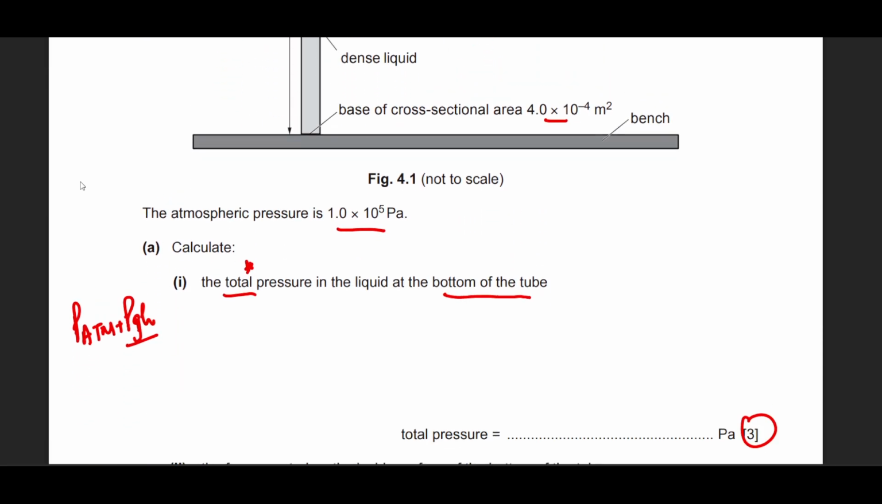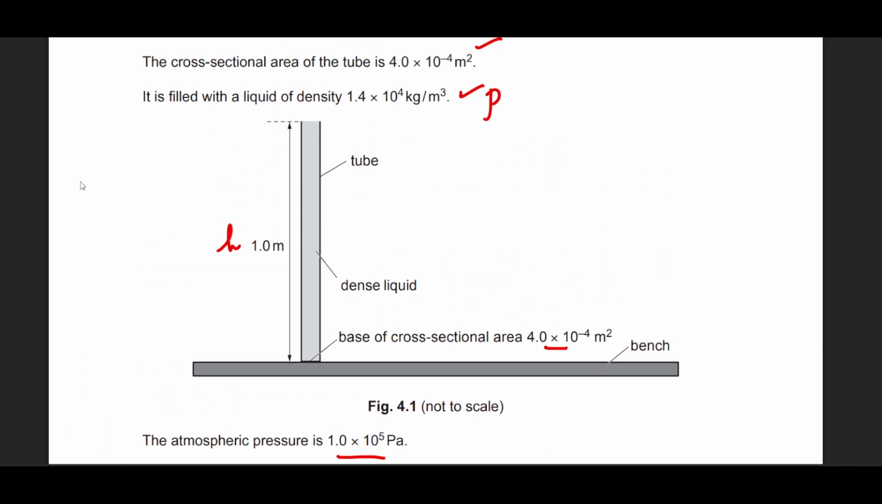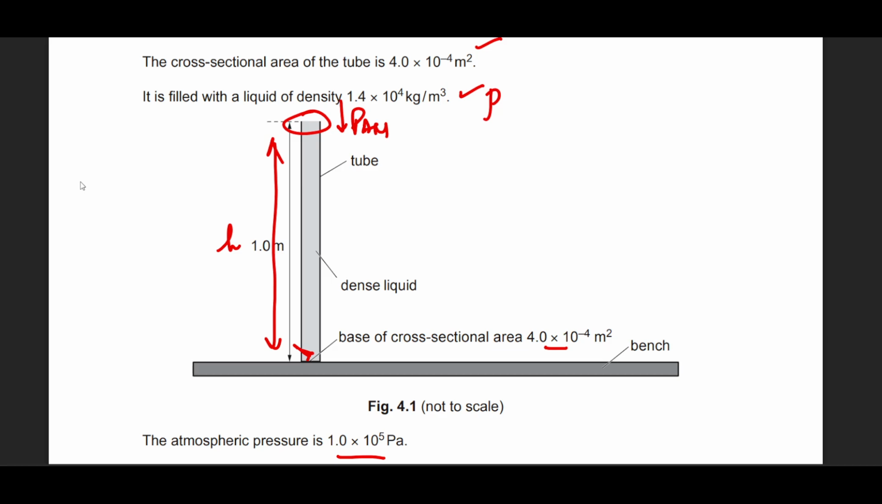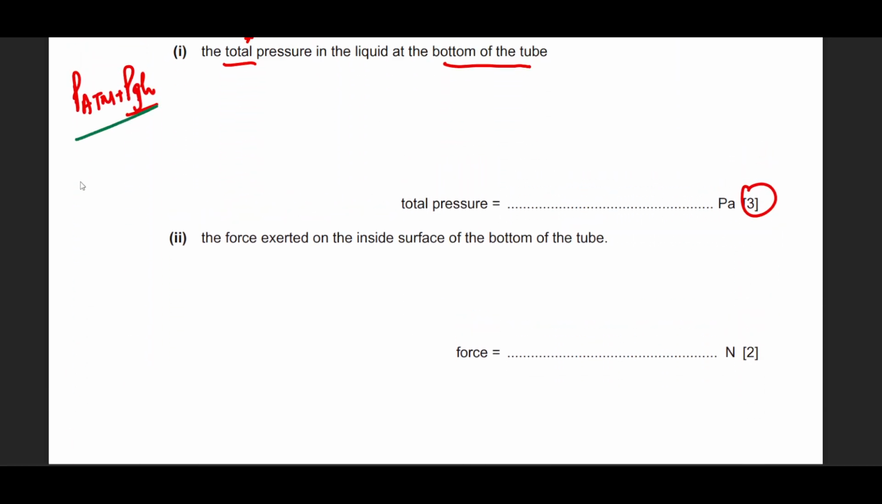Pressure at the bottom of the tube, right? Okay, so let's look at the bottom of the tube. You see, this is an open end, which means that the atmospheric pressure is acting on it. So not only is the pressure of the liquid, rho gh, acting at the base of the liquid, but the atmospheric pressure is also being applied throughout the liquid due to Pascal's law.